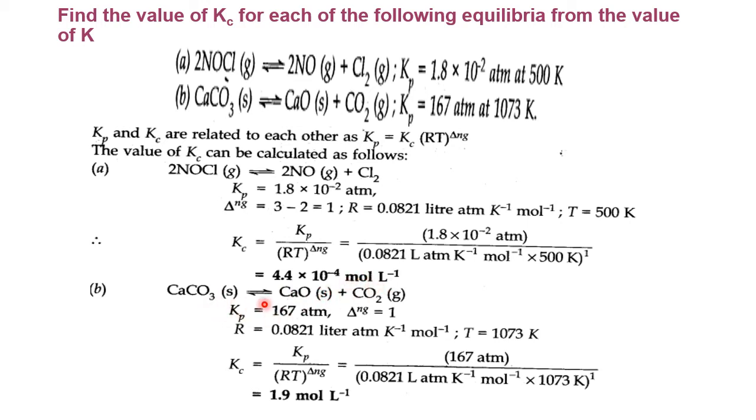In the same way, for the calcium carbonate also, Kp is given. Delta n is equal to what? Gaseous mole is 1 here, 1 minus nothing, so 1 minus 0 is 1 only. R is given, T is 1073. Therefore, Kc equals Kp by RT to the power delta n. So please substitute and simplify. The answer is 1.9 mole per liter.